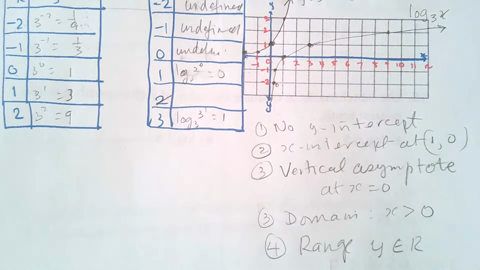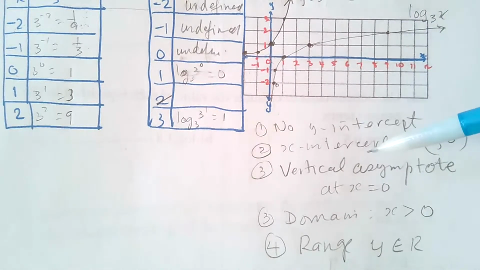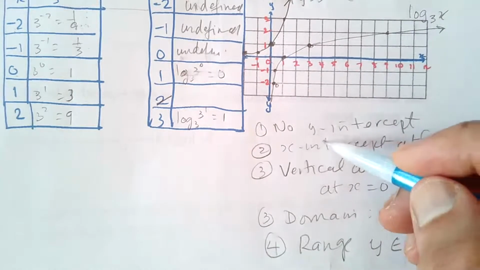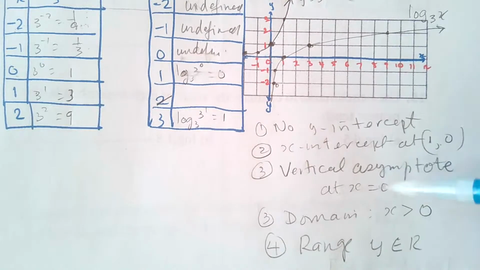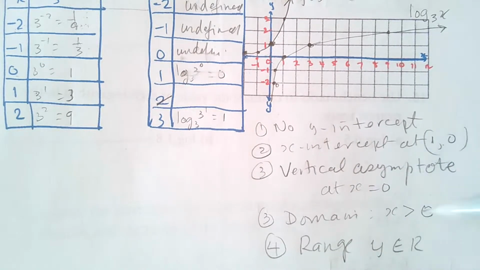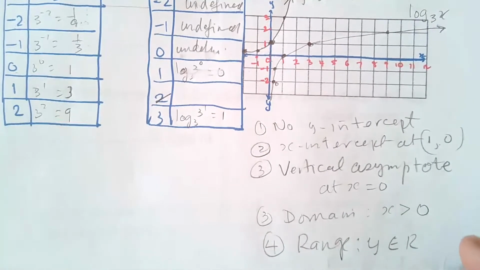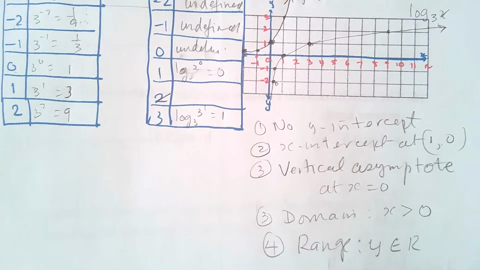So the characteristics of a log function is no y-intercept. There is an x-intercept at 1, 0. A vertical asymptote, x equals 0. The domain, x is greater than 0. And the range, where y is the set of all real numbers. Look at one other example.